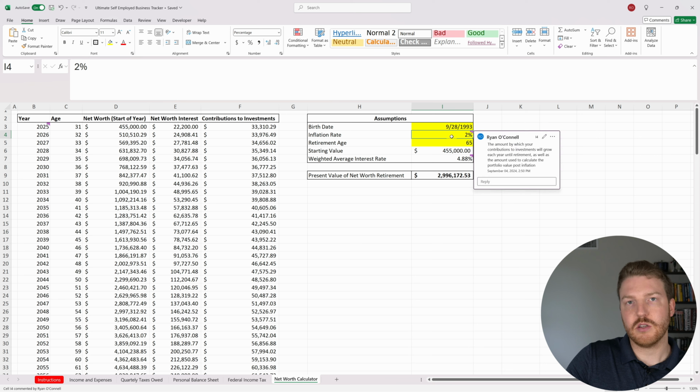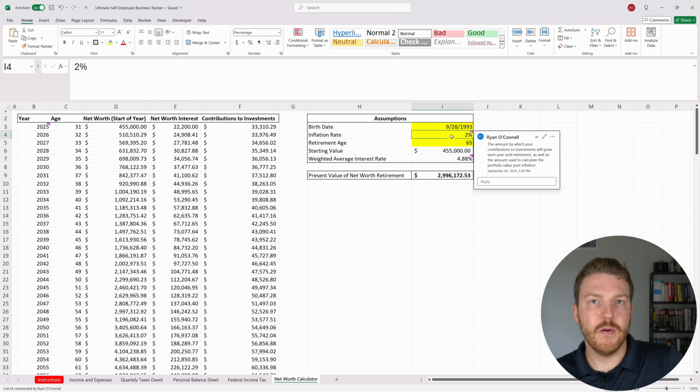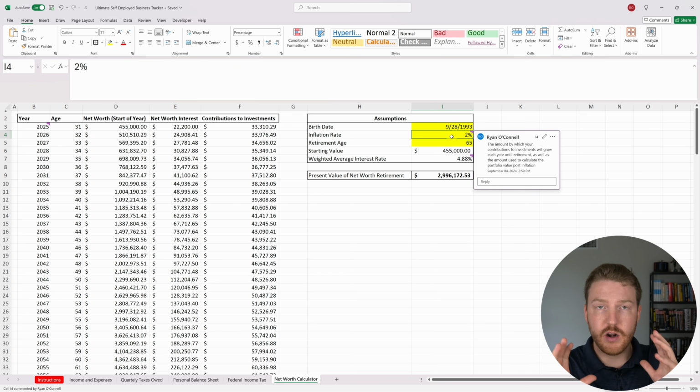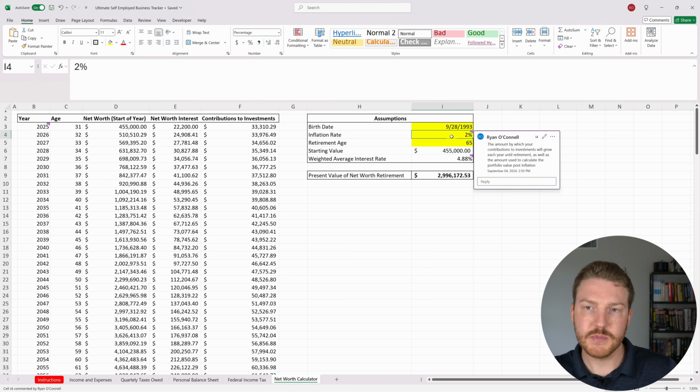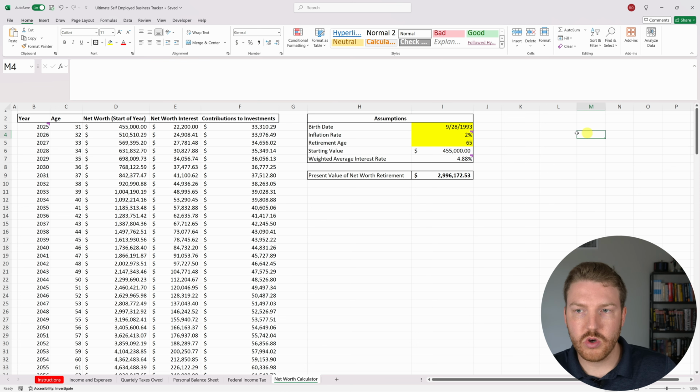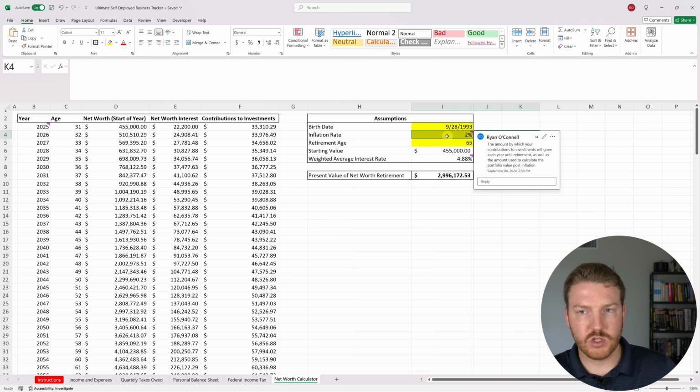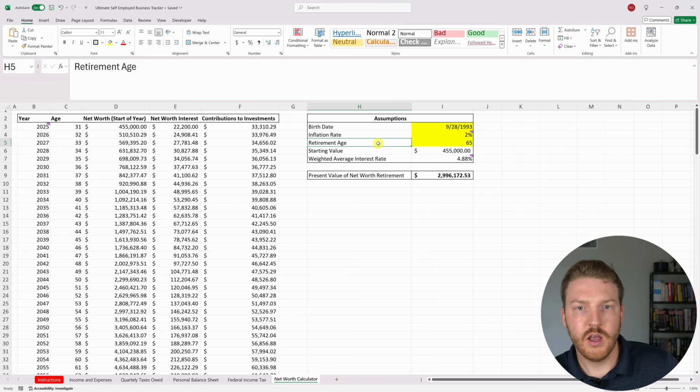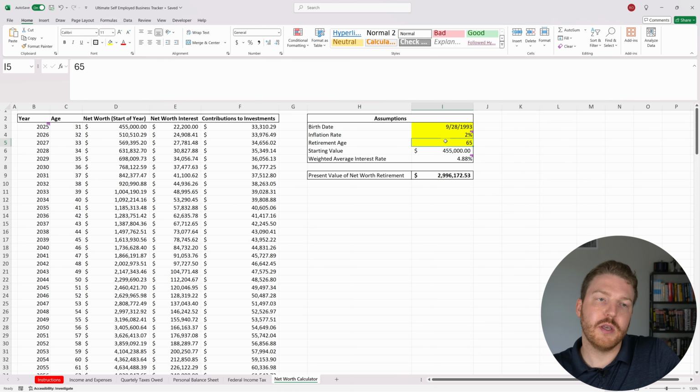So we need to basically scale our expected amount we're going to put into our portfolio each year based on the inflation rate. And also we're going to discount our total retirement value by this amount to see how much we have in today's terms. So I would suggest that you just use the 2%, which is the Fed's long-term target. You're going to put in the age you're hoping to retire at, or your goal to retire at.